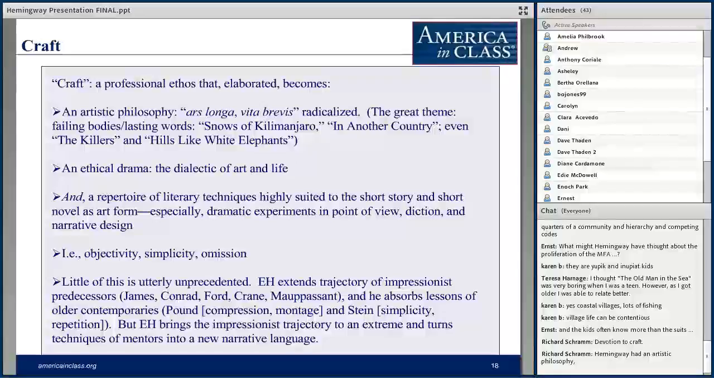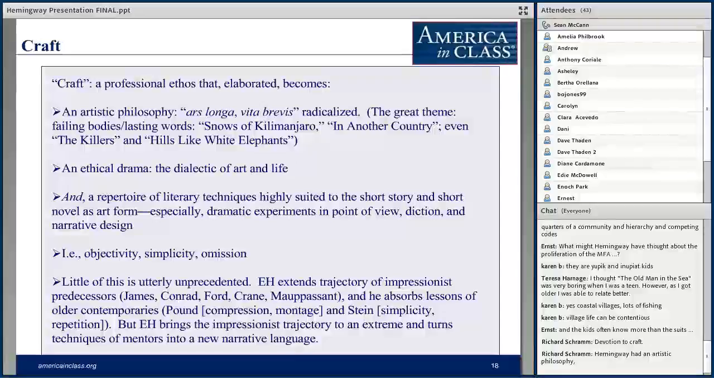But Hemingway combines all of these things. He brings the impressionist trajectory to a more extreme extent, and he turns the techniques of his mentors into a new narrative language. I would say personally that he takes lessons taught by Pound and Stein, who are in some respects philosophically more radical than he is, and he turns them into techniques for psychological realism. Neither Pound nor Gertrude Stein are much interested in what narrative fiction traditionally conveys, a view of character, psychological realism, and humanist philosophy, say. Hemingway takes what they teach him and uses it to give us character, to engage us in psychological realism. And this makes for a very powerful language of fiction.